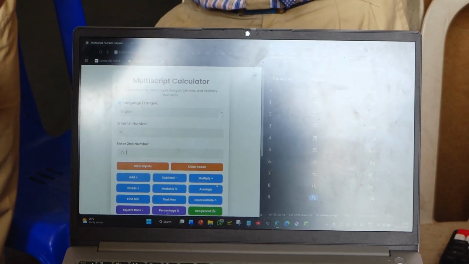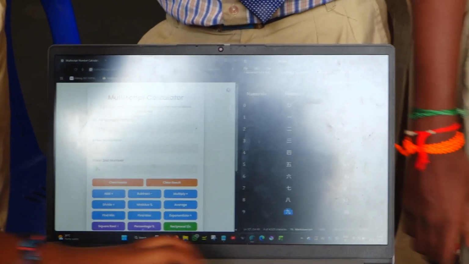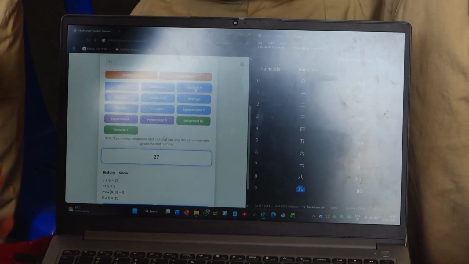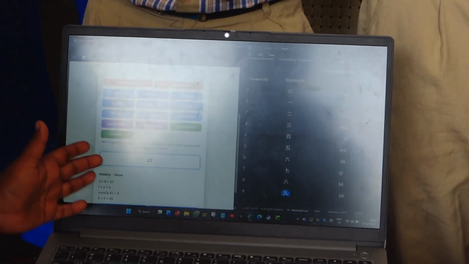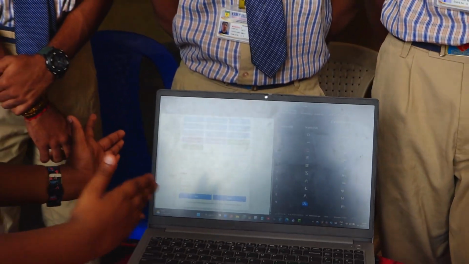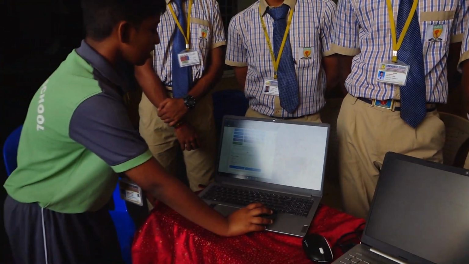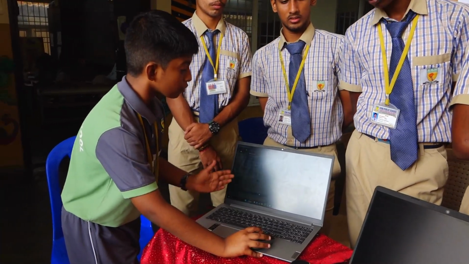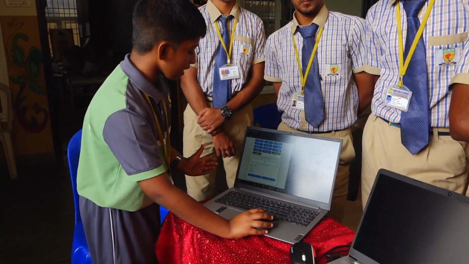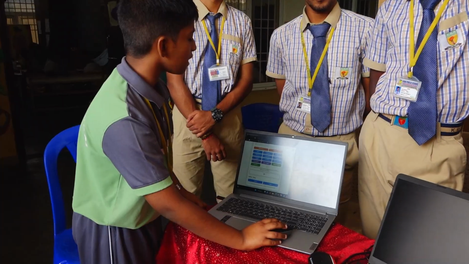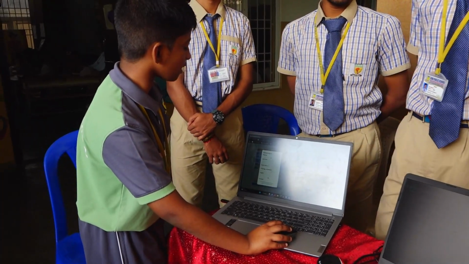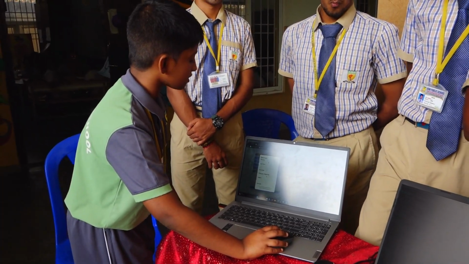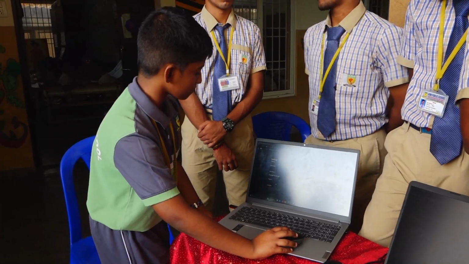And then if I multiply this, I will get 27, the correct answer. It has some more features also. For example, we can see the history, we can copy it for future purposes, or we can clear it. And then in settings, we can change the language that we want to see, and then we can change the mode we want to see.